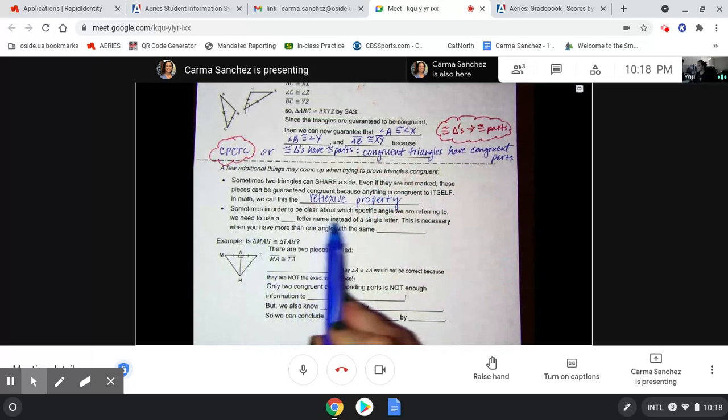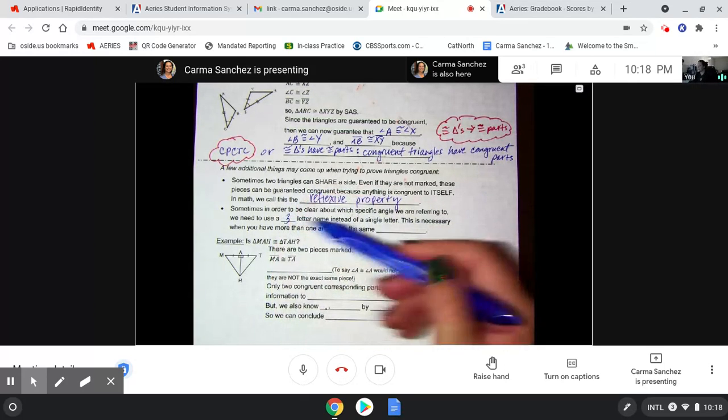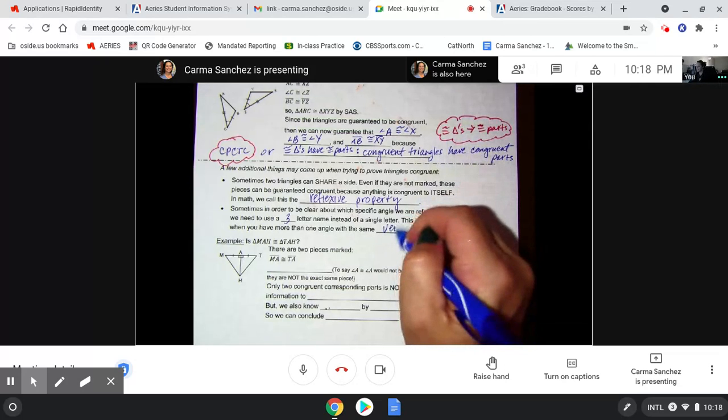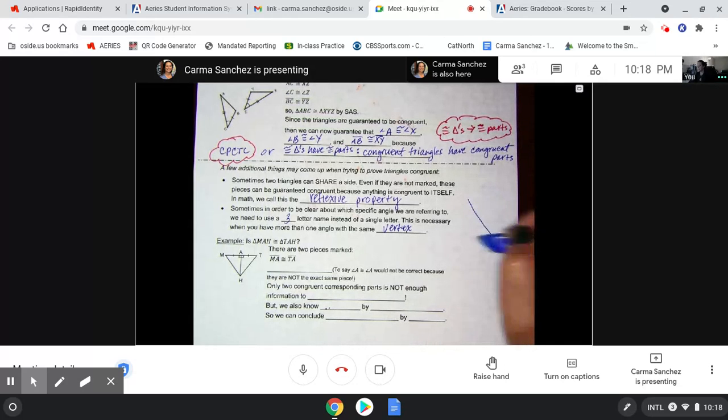Sometimes in order to be clear about which specific angle we're referring to, we need to use a 3-letter name instead of the single letter. This is necessary when you have more than one angle with the same vertex. Okay, so what do I mean? I mean, if you're talking about 2 triangles here, and I say A, B, C, D, E, if I was asking you about angle A and angle E, does everybody understand that angle A is clearly identified because it's the only part of this corner, and angle E is congruent to angle A, but there's only 1 letter needed.